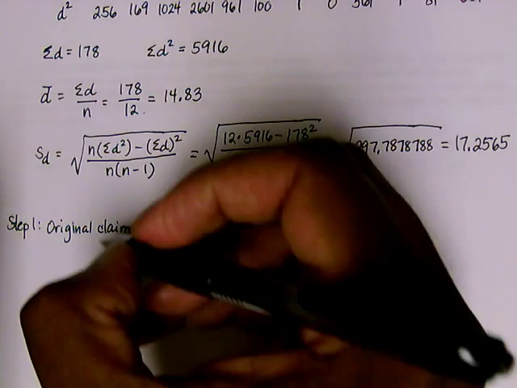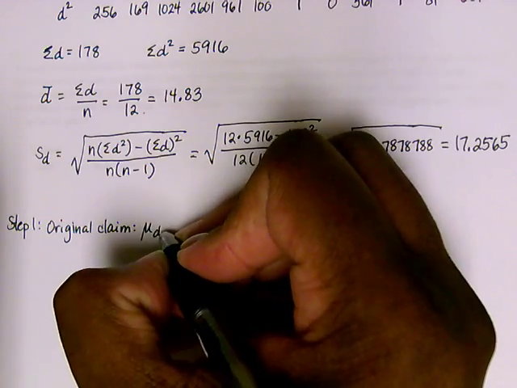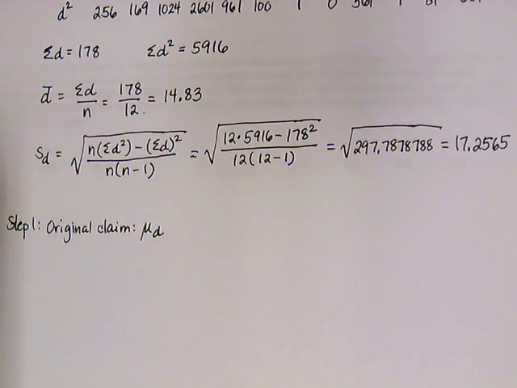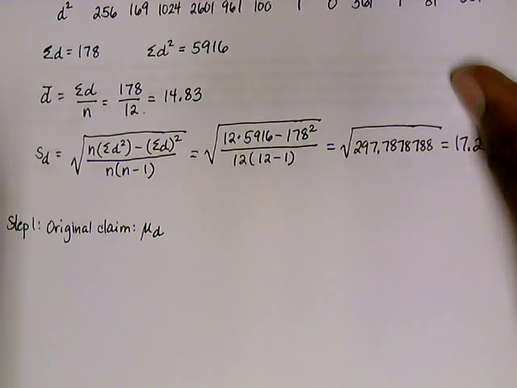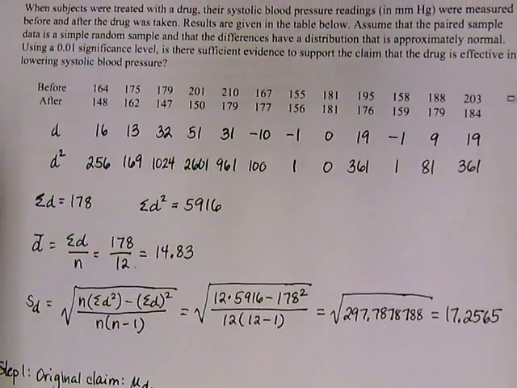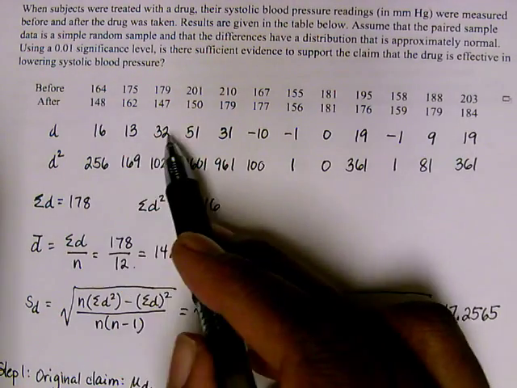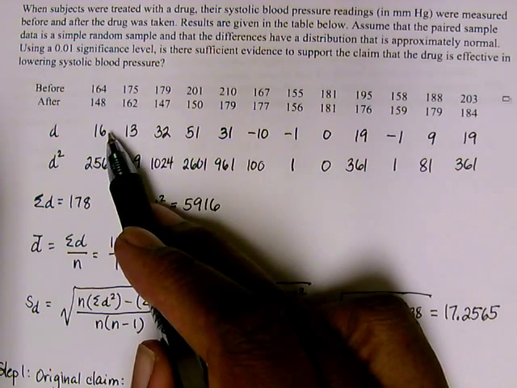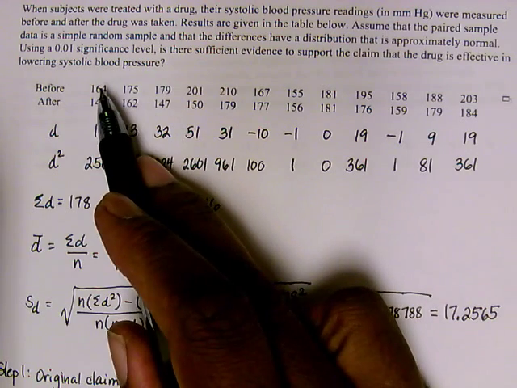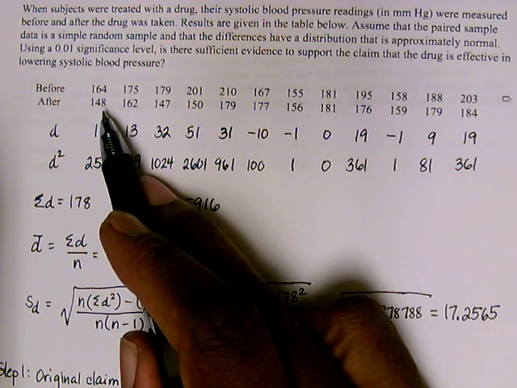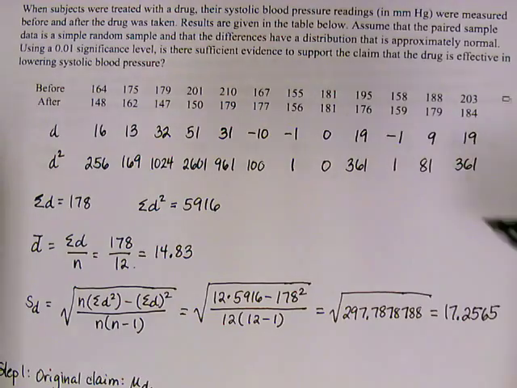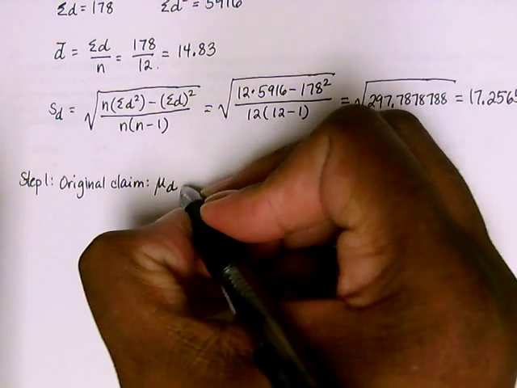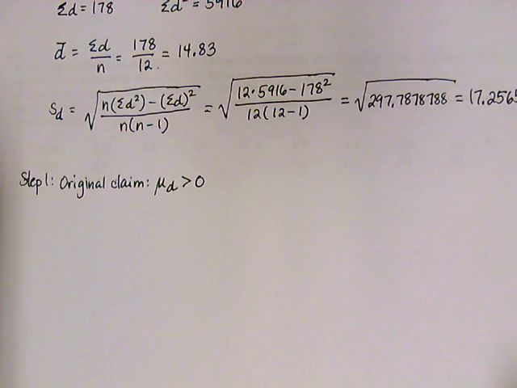Now we know we're going to have to use mu sub d. Let's think about this for a moment. Because we're trying to find out that the drug is effective in lowering blood pressure, that means we want our differences to be bigger. The before has to be larger than after. So that means mu sub d is greater than 0.